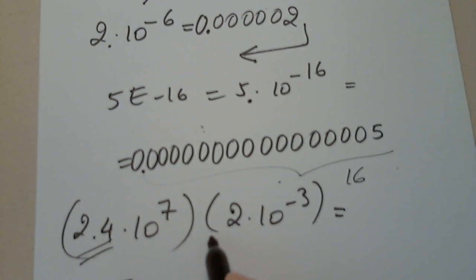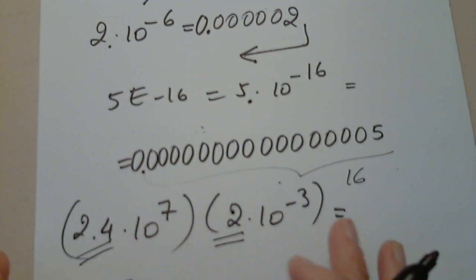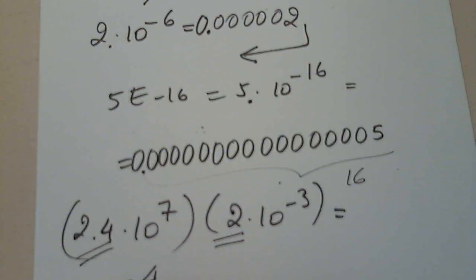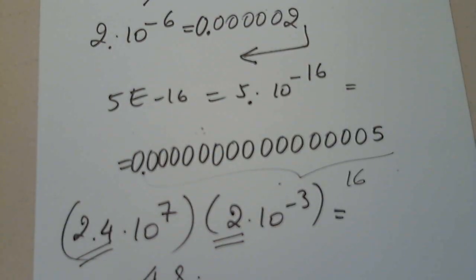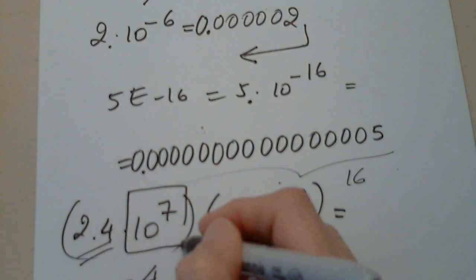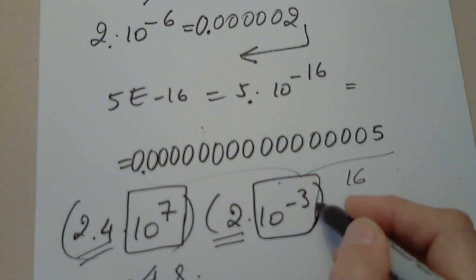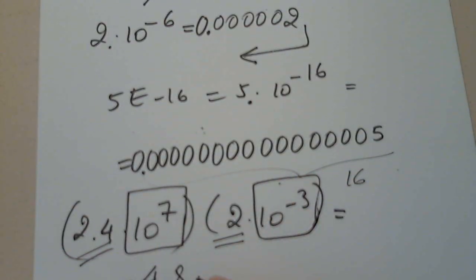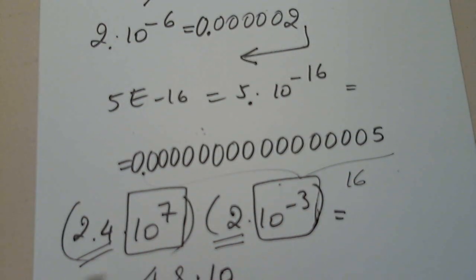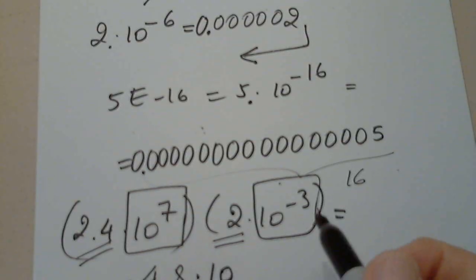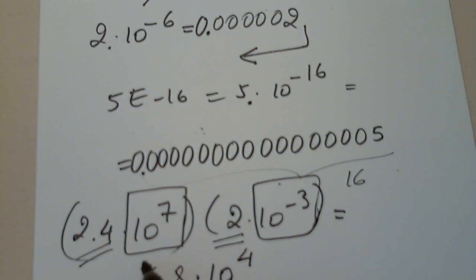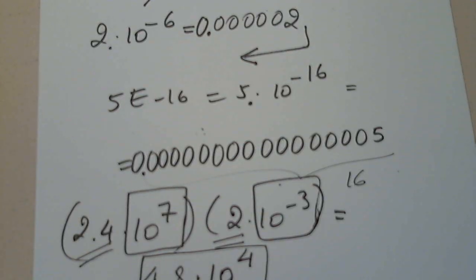To multiply the numbers, this is easy. I don't need a calculator for this. It's 4.8 times. Now we have to multiply the powers of 10. They have the same base, so I copy the base. And what happens to the exponents? Add them together. So 7 minus 3 is 4. This is already in scientific notation. This is it. I don't have to do anything else.